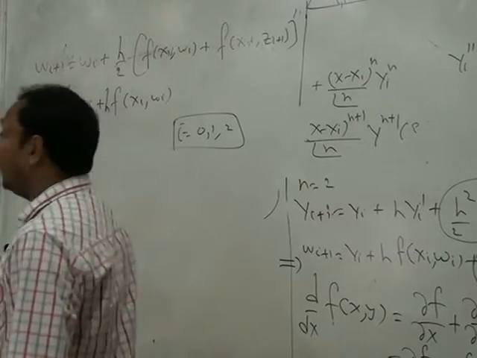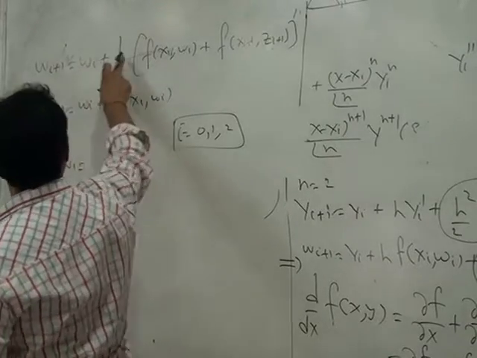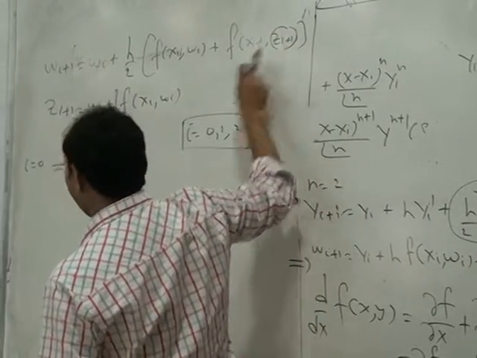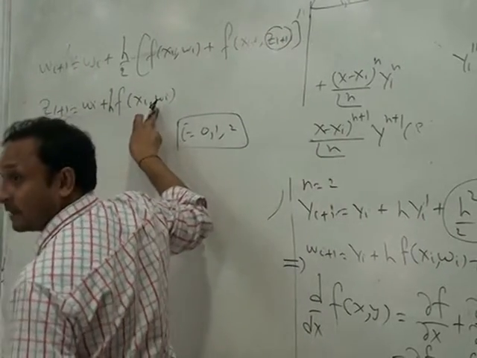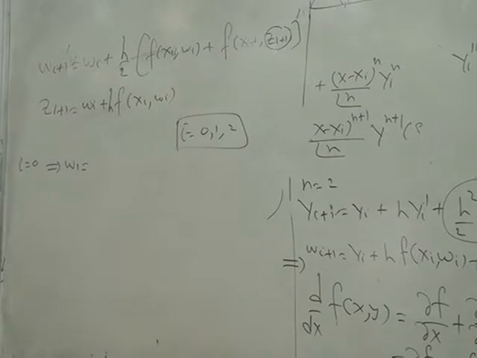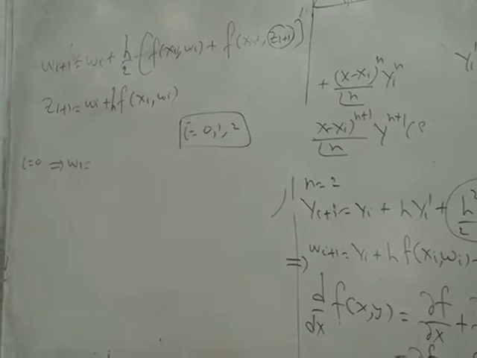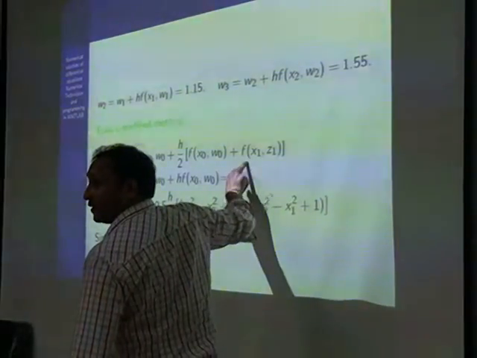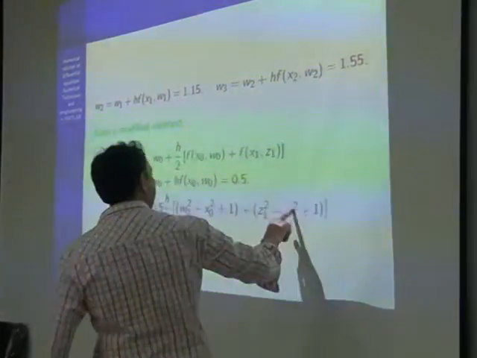Correct? So W naught plus h by 2. This is the only thing you should know, correct? What is that? Z1. And Z1 is computed by this formula. You get that. So this is W1, this is my unknown, correct? Z1. So Z1 is computed. This one 0.5 we have computed, correct? Make use of this to get that.